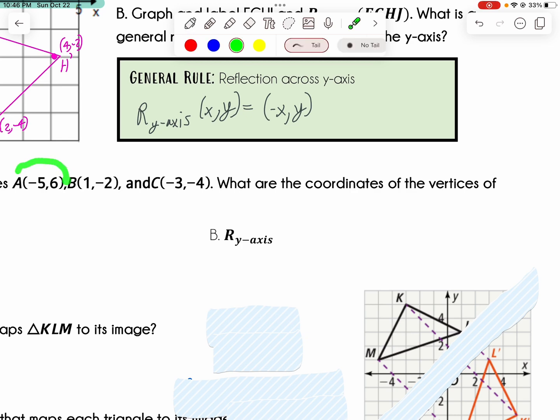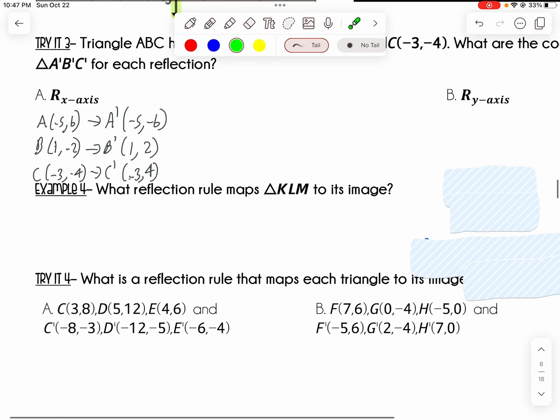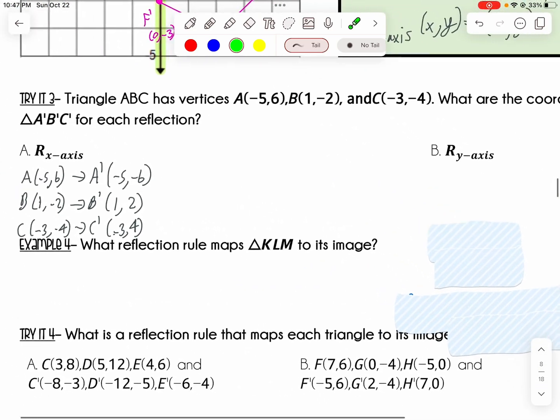All right, let's talk about A. A was -5 and 6. It's going to become +5 and 6 because that x coordinate switches. B was -1, -2, so it's going to be -1, -2. C was -3, -4, so it's going to be +3, -4. Notice how that coordinate switches, but the y does not. All right. So, hopefully this is helpful to you.